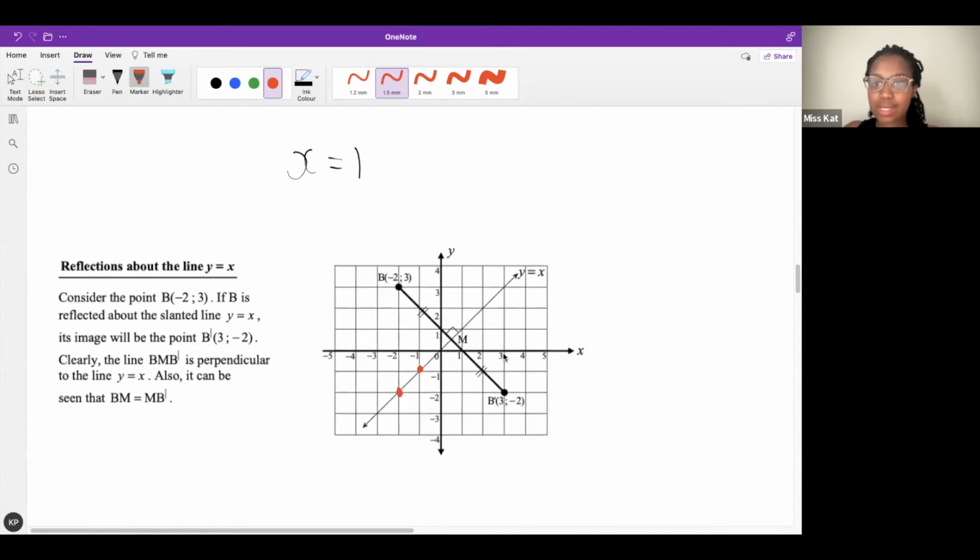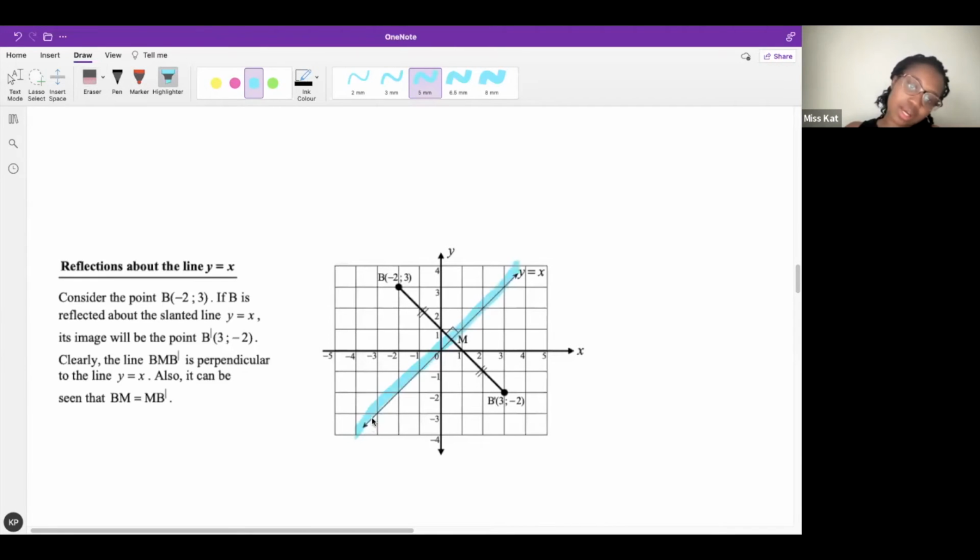-2. Do you get it, guys? So the line y equals x means this line that goes across my Cartesian plane. It goes diagonally. It's your diagonal line. It's that one over there. Okay, so now we're going to find out how to reflect points on this line.